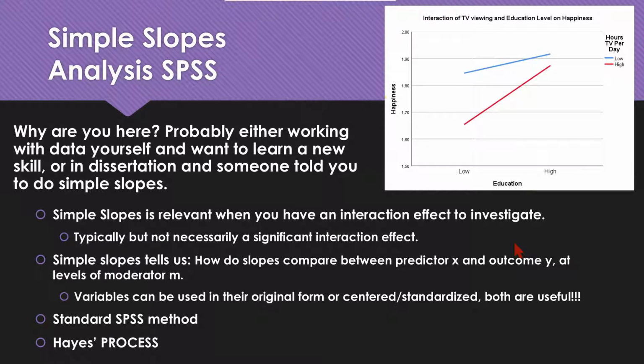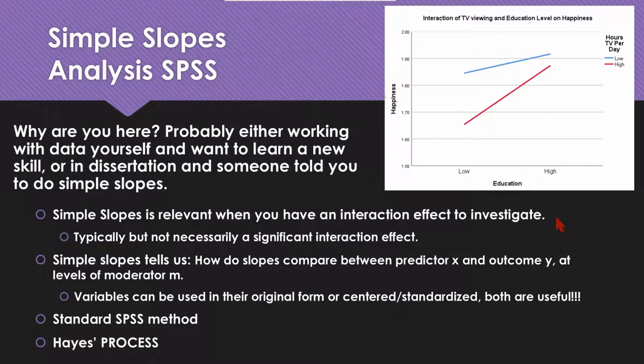If you look at the top right here, I have an example, and this is the exact example we'll be working through today. What you'll see here is we want to understand, is this relationship between education and happiness, or the slope of those lines, the same or different among those who watch a small amount of TV every day and those who watch a high amount or large amount of TV every day?